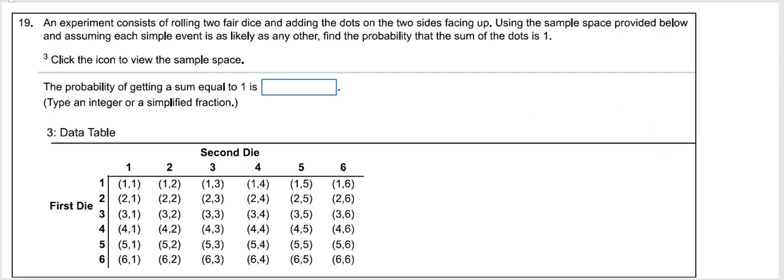Number 19, an experiment consists of rolling 2 fair dice and adding the dots on the 2 sides facing up, using the sample space provided below and assuming each simple event is as likely as the other. Find the probability that the sum of the dots is 1. Well, first of all, how do you get a sum of 1 when you're rolling 2 dice? The smallest they can have is a 1 on each of them, so the smallest sum that you can get is 2. So if you're wanting to find the probability that the sum is 1, that's an impossible event. So that probability is 0.